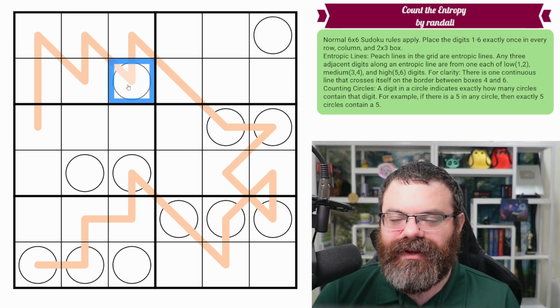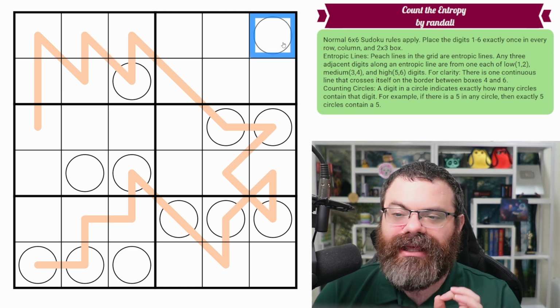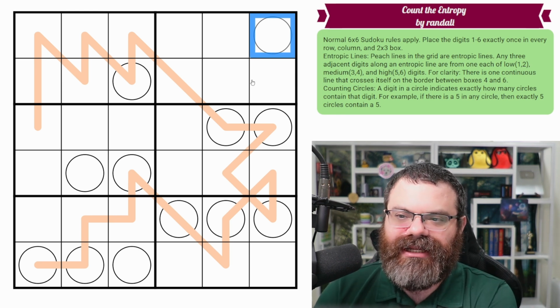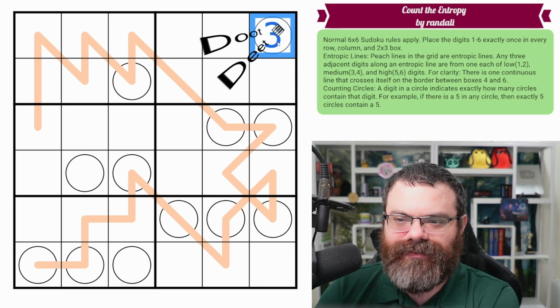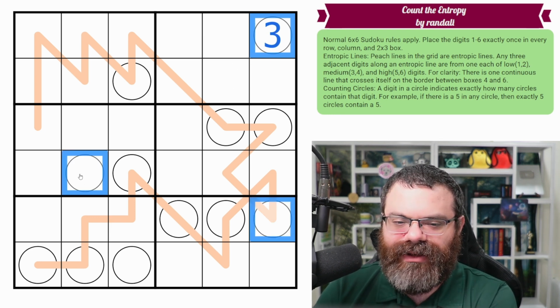We also have circles in the grid. These are counting circles. So a digit in a circle indicates how many circles contain that digit. So it only pertains to digits that appear in the circles, but say a 3 appears in a circle, say here, then that means that exactly 3 circles in the grid have 3s in them.